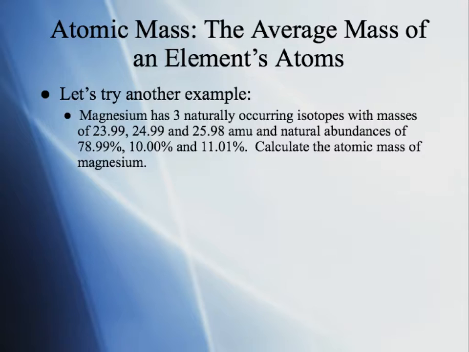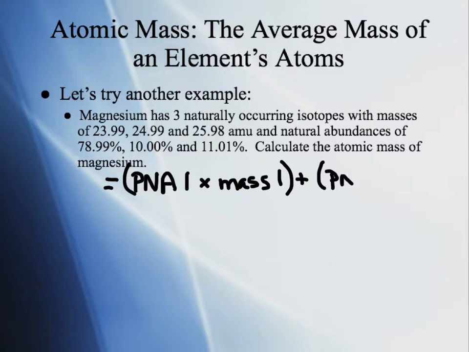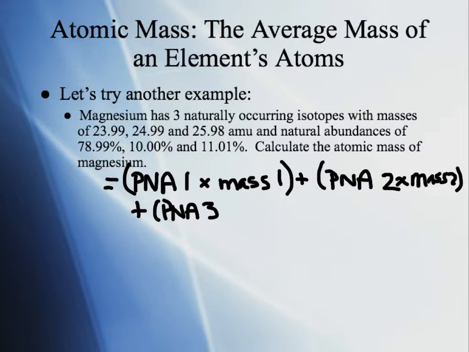Remember, the average mass is going to be the PNA, percent natural abundance of isotope 1, times its mass, plus percent natural abundance of isotope 2 times its mass, plus, in this case, there's 3 naturally occurring isotopes, so we're going to do it one more time. Percent natural abundance of isotope number 3 times its mass.